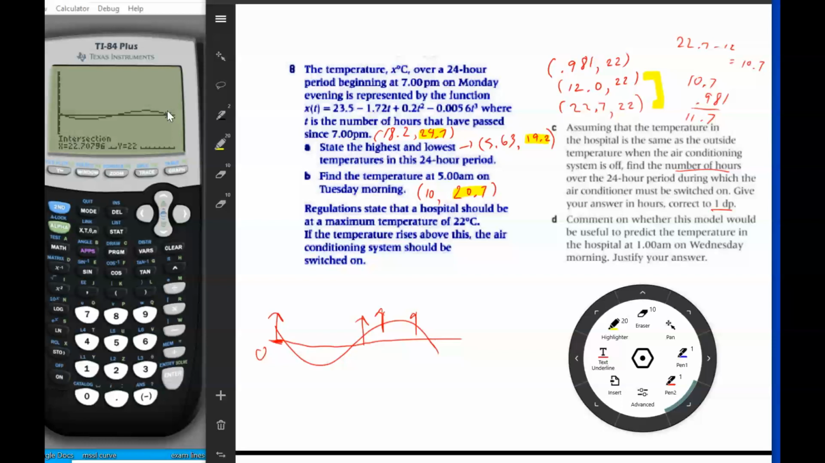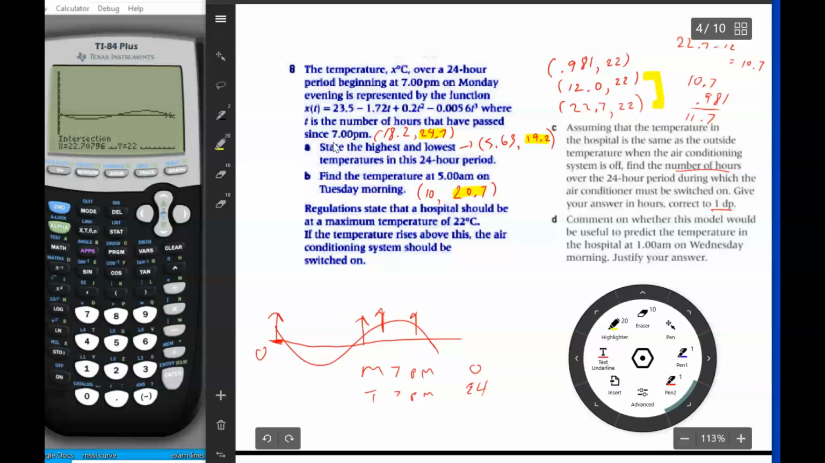Comment on whether this model would be useful to predict the temperature in the hospital at 1 a.m. on Wednesday morning. Okay, 1 a.m. on Wednesday morning. Well, if what they're asking is, could we just take this model and figure out what t value 1 a.m. on Wednesday morning would be? Well, 7 p.m. on Monday is going to be 0, right? And so Tuesday at 7 p.m. is going to be 24.